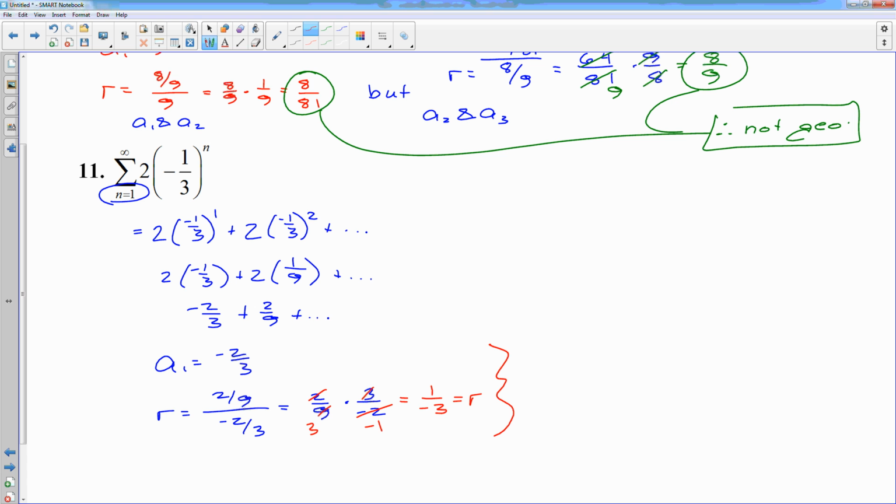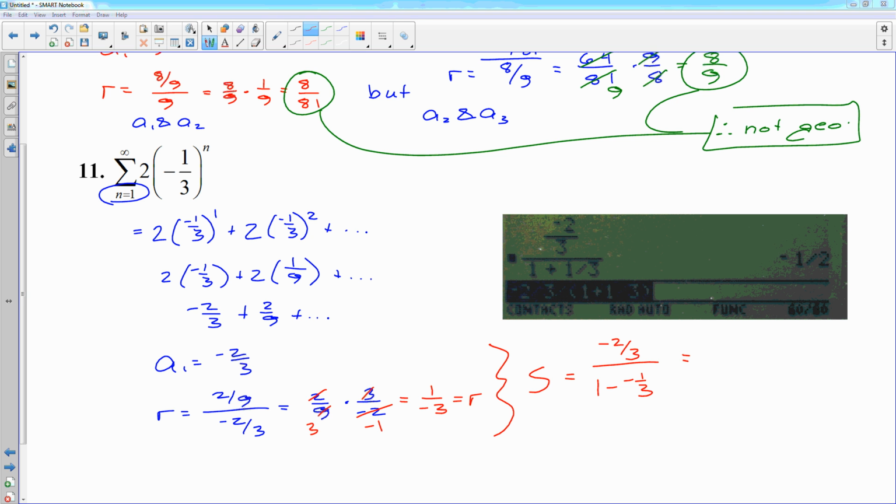Once you have your first term and the ratio, the sum is your first term over 1 minus the ratio, which is negative 1/3. And then we'll throw that in the calculator. Our final answer is negative 1/2. So there's the sum of this infinite geometric sequence, which you can only do if your ratio is less than 1, which this one is.